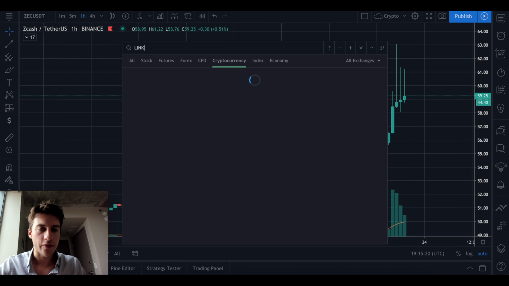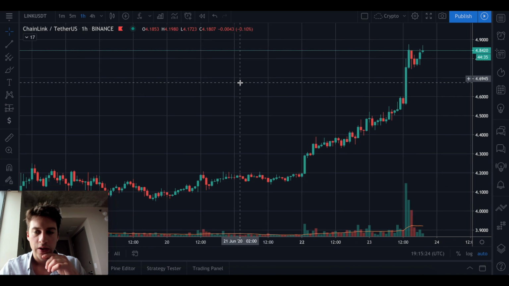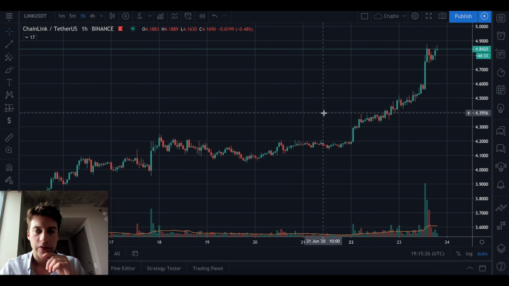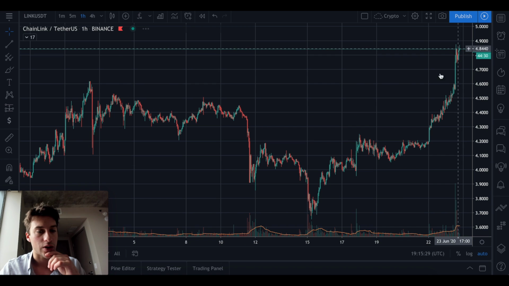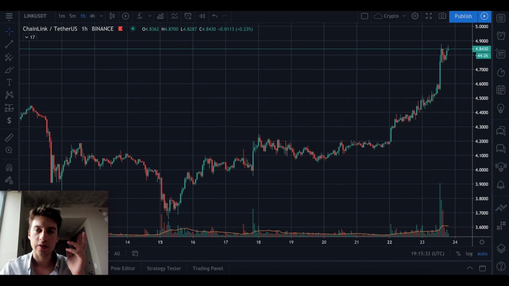But what we've all been waiting for, really, what everyone's been talking about and posting is Link. So let's go look at Link. So Link still looks like it's in that uptrend. It just is consolidating up here, as you can see. It just seems like so many people are bullish on this, though.